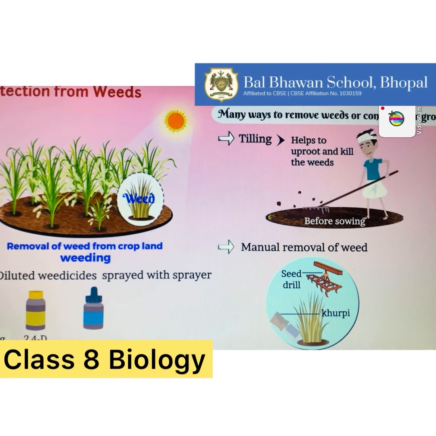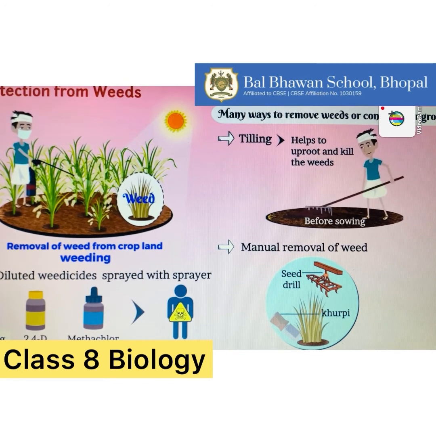For example, 2,4-D and metachlor. These chemicals are toxic to the human body also. So, they must be handled very carefully. Before spraying, nose and mouth must be covered with a clean cloth or a mask.